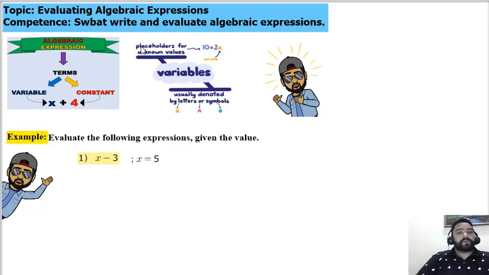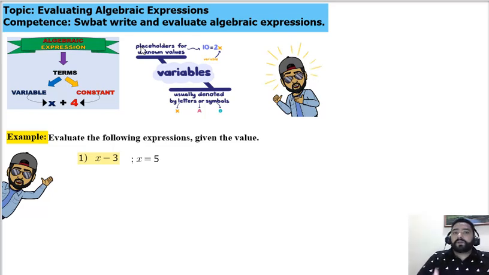Remember, an algebraic expression is when you combine variables, constants, and the symbols used in math. In this case, we're going to use addition, multiplication, division, and subtraction. Remember, a variable is a value that we need to identify, or an unknown value, that we commonly represent with letters of the alphabet.